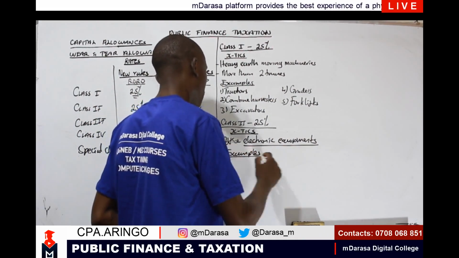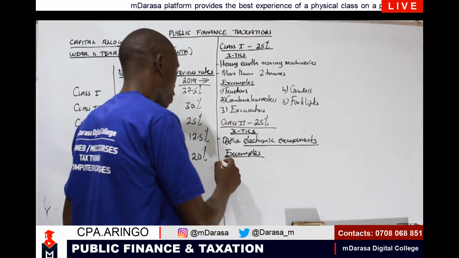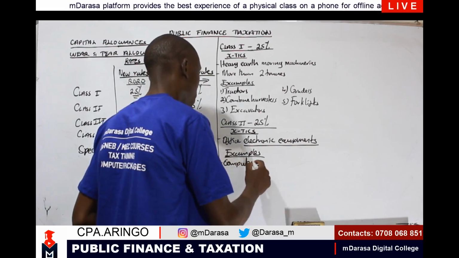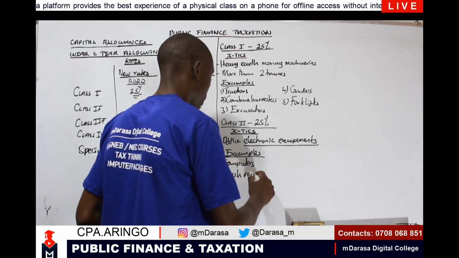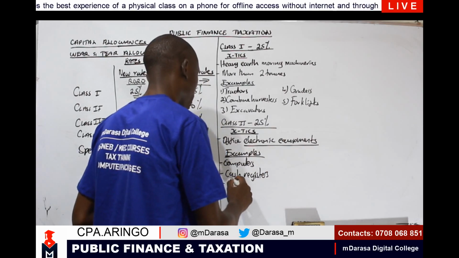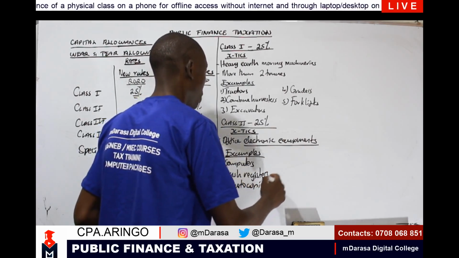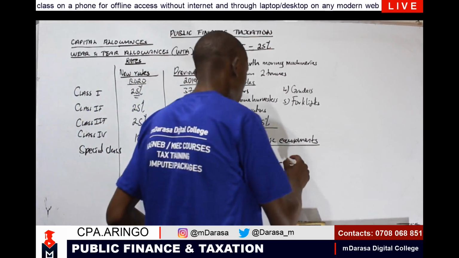Examples of this item, my good students, will include the following. Of course, we'll be talking of computers, cash registers, photocopiers, and ETR machines.